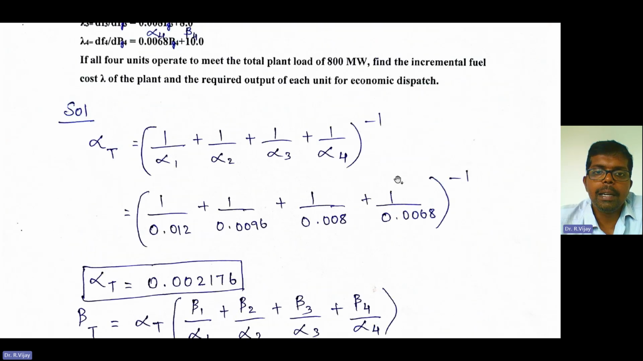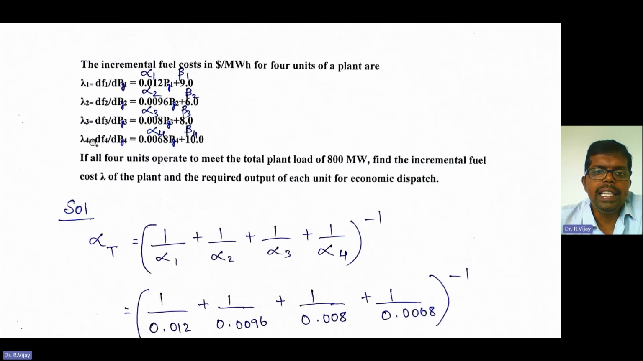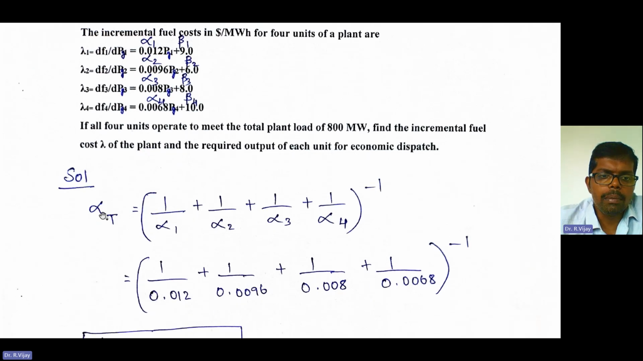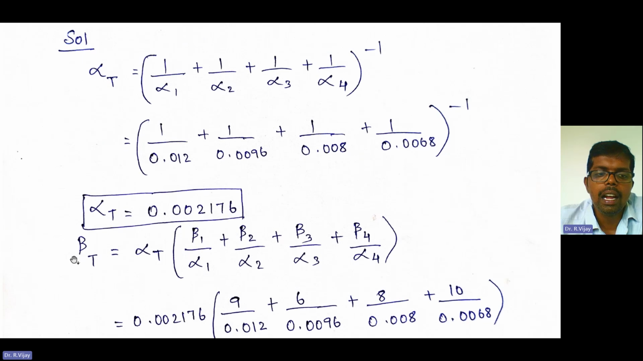As I said before, different lambdas are given. If this problem is asked in 5 marks or 10 marks, it is very, very easy. This derived formula you need to remember: alpha T is equal to 1 divided by alpha 1 plus 1 divided by alpha 2 plus 1 divided by alpha 3 plus 1 divided by alpha 4, the whole inverse. Simplifying, we get the answer. Next, beta T is equal to alpha T into beta 1 divided by alpha 1 plus beta 2 divided by alpha 2 plus beta 3 divided by alpha 3 plus beta 4 divided by alpha 4.